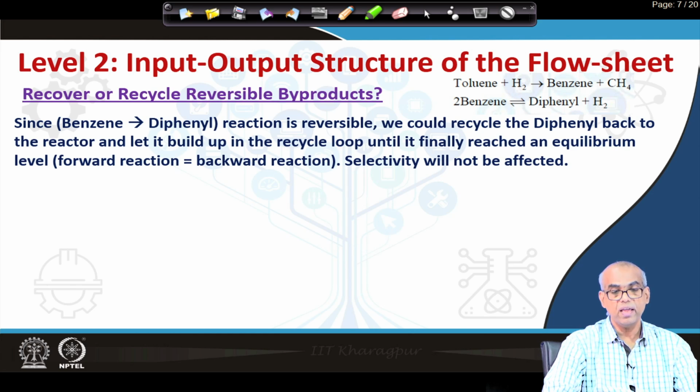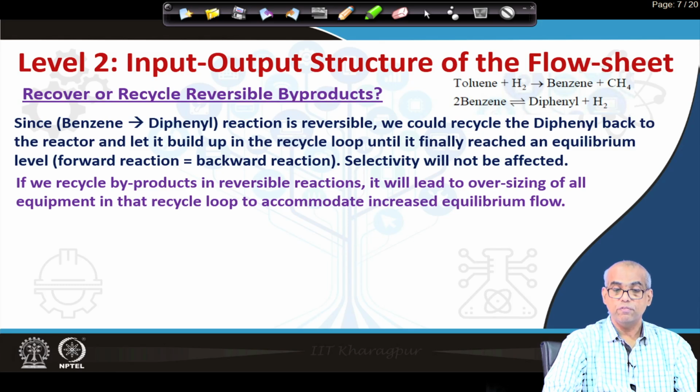Now, the benzene to diphenyl reaction is reversible. So, you can recycle the diphenyl back to the reactor and let it build up in the recycle loop until it finally reaches an equilibrium. When it reaches an equilibrium, the forward reaction by which diphenyl is formed from the benzene will be equal to the backward reaction by which benzene is formed from diphenyl. Note that selectivity will not be affected here.